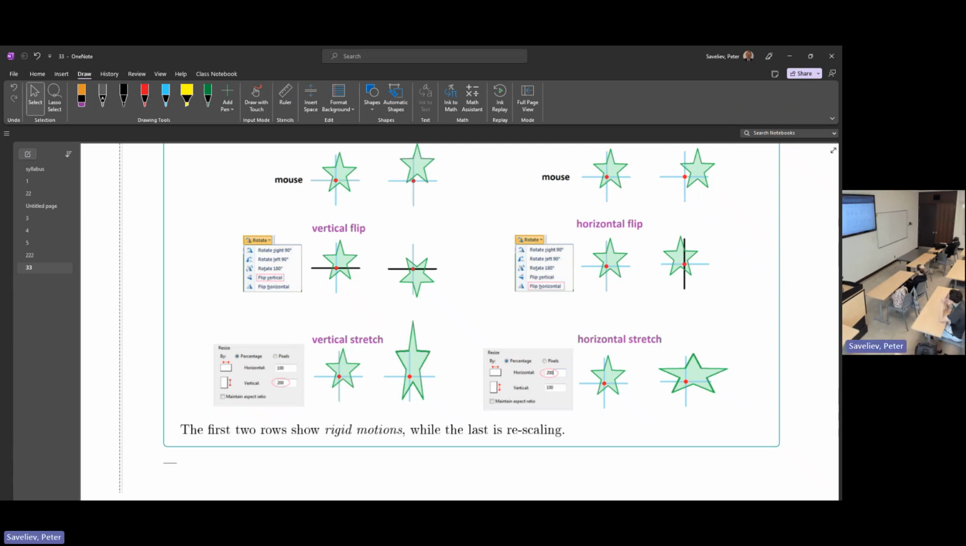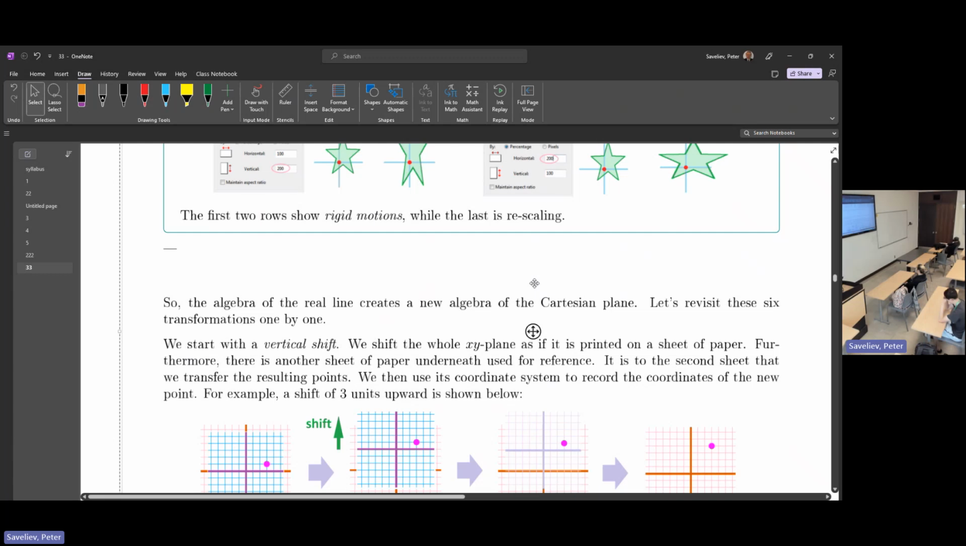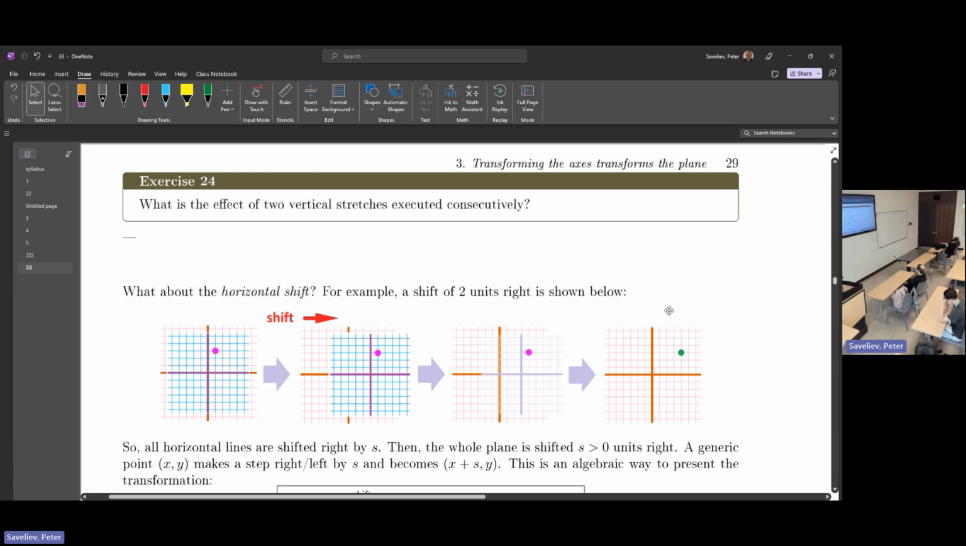Vertical flip, but that's not it. And horizontal, right? So yeah, two transformations combined together, horizontal flip and vertical flip together, will be executed as a rotation of 180 degrees. Okay. So once again, let's quickly look at what it looks like, all of these transformations. So the shift, the piece of paper shifted.